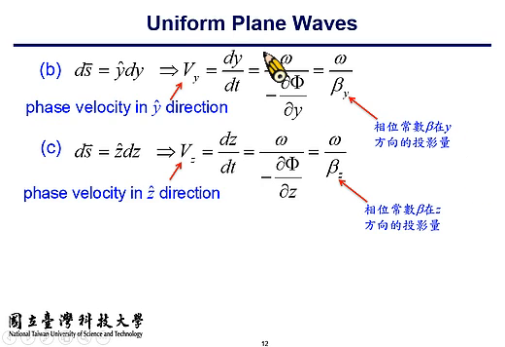So if you do the same thing, we can find out the phase velocity along the y direction. It's defined as omega over beta y, where beta y is the projection of phase constant beta over the y direction, and so on and so forth. You have the phase velocity of vz along beta z, right?